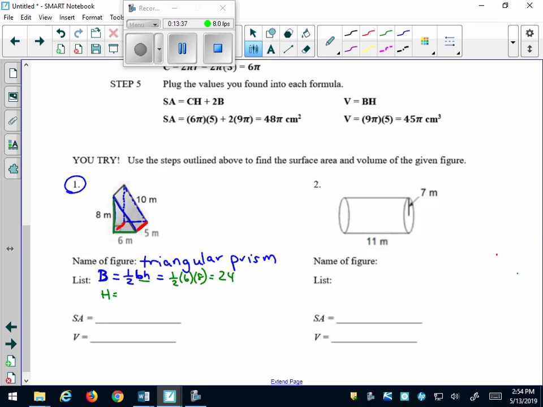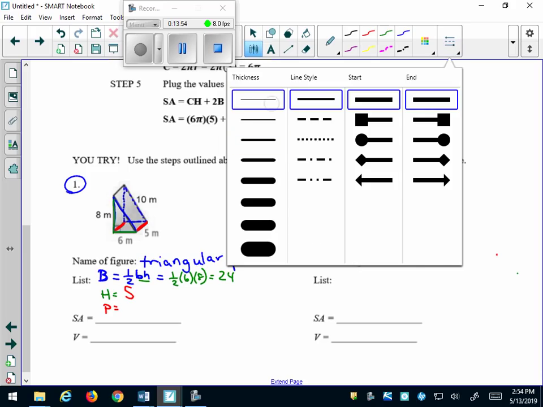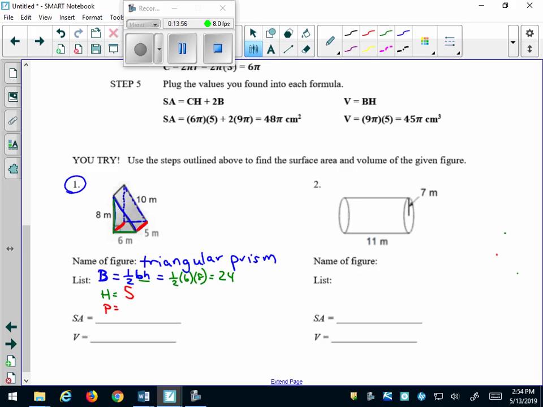This is going to be the distance between the two bases. So the height is 5. The last thing we need is perimeter. Perimeter is the perimeter of the base. Again, base does not mean bottom. Base means this triangle here.